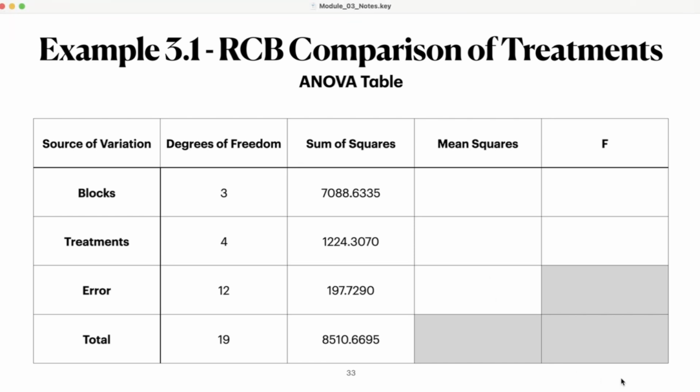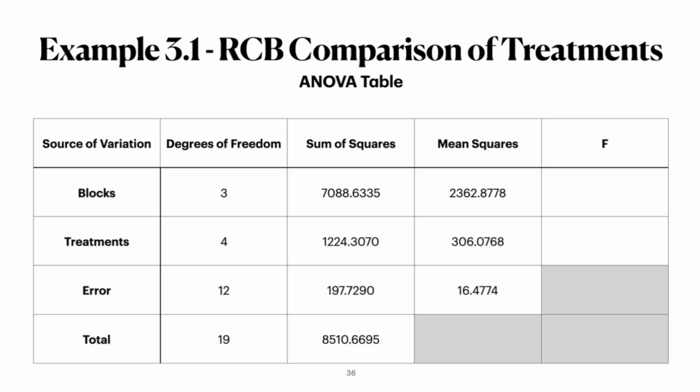Once we have all of these sums of squares, we can compute the mean squares by dividing each of the 3 sums of squares by the corresponding degrees of freedom. The mean square for blocks is 2362.8778. The mean square for treatments is 306.0768. And the mean square error, which remember is our estimate of sigma squared, the variance associated with the model error term, is 16.4774.